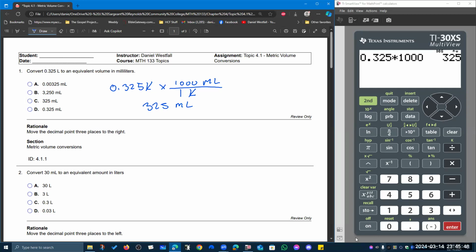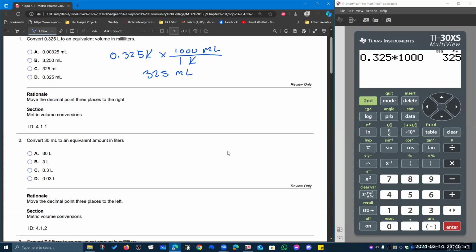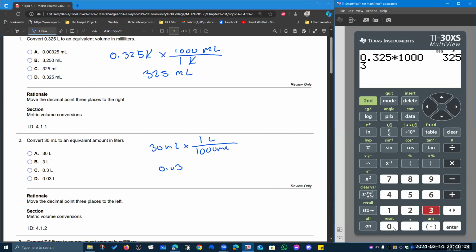So let's go ahead and look at the next problem here. 30 milliliters times, and then there's 1,000 milliliters in 1 liter. So we're dividing by 1,000, which means we're going to move the decimal point 3 places to the left this time. 30 divided by 1,000. It's going to be 0.03. Milliliters are going to cancel, and we'll be left with liters.